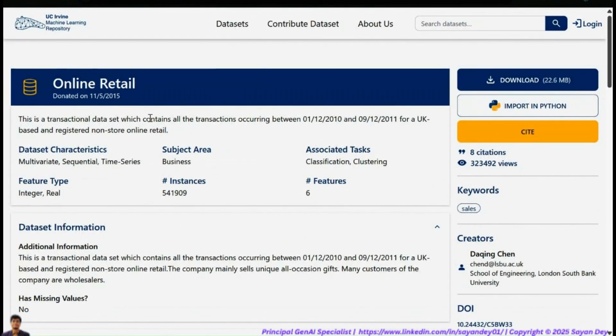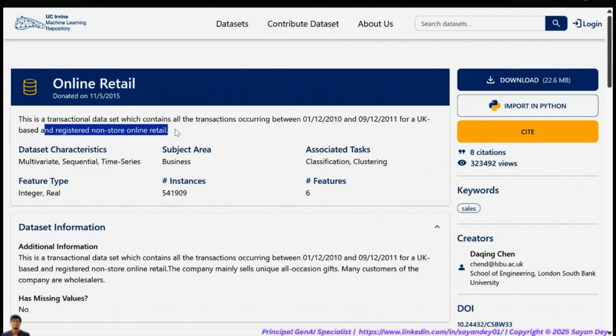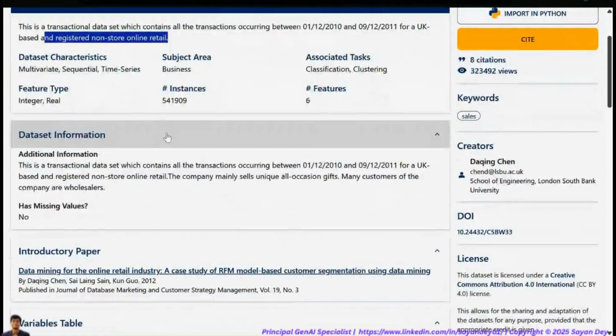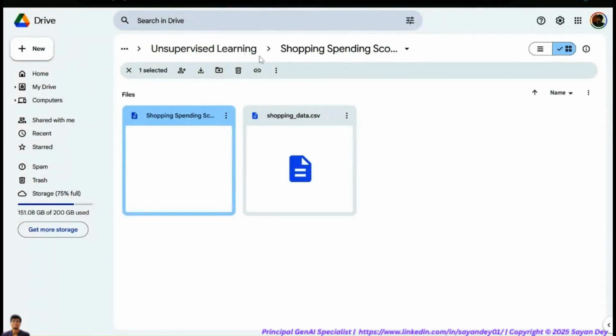This is again a real anonymized data set that we are exploring, which has transactional data from 2010 to 2011 for a UK-based registered non-store online retail. And you can see this is my data. Once again, invoice number, stock code, description, quantity. So this is effectively what my data looks like right now.